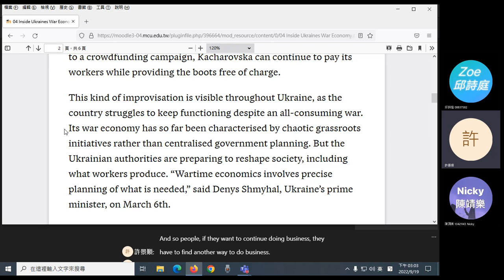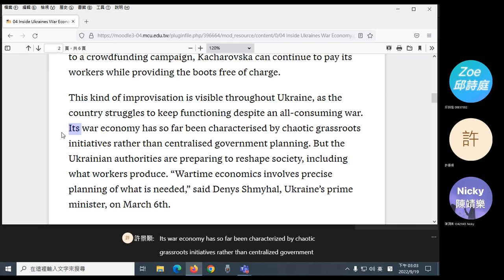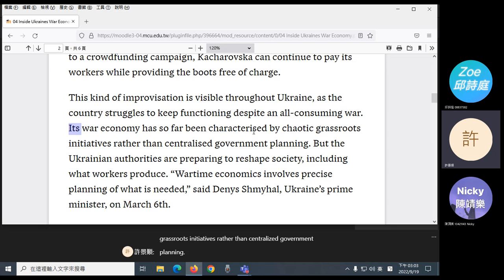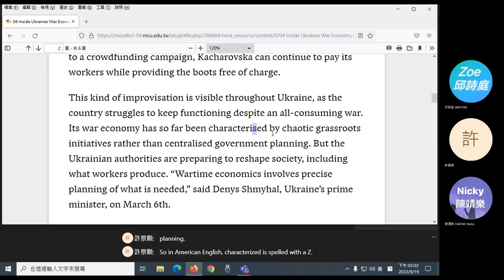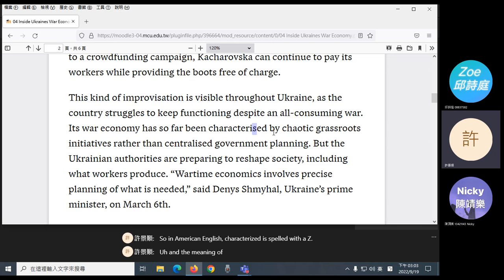Its war economy, of course, is Ukraine's. Its war economy has so far been characterized by chaotic grassroots initiatives rather than centralized government planning. So in American English, characterized is spelled with a Z. And the meaning of this sentence is that the entire war economy so far is full of this kind of arrangement, chaotic grassroots initiatives.